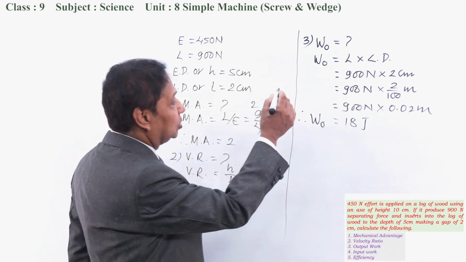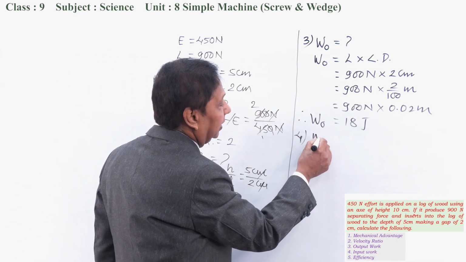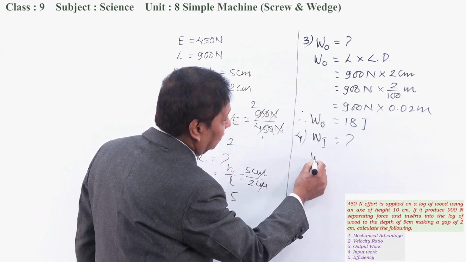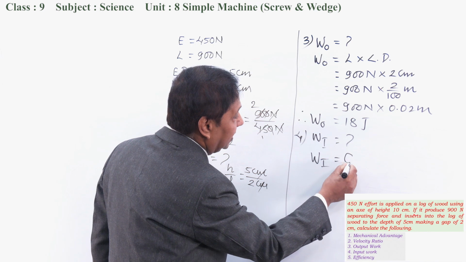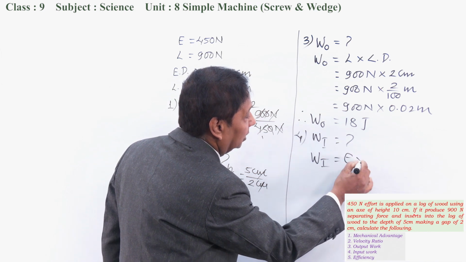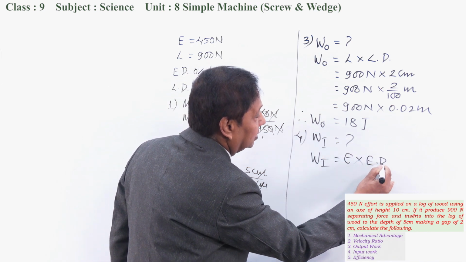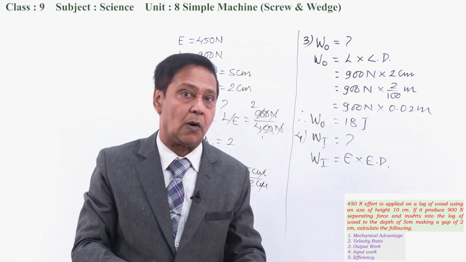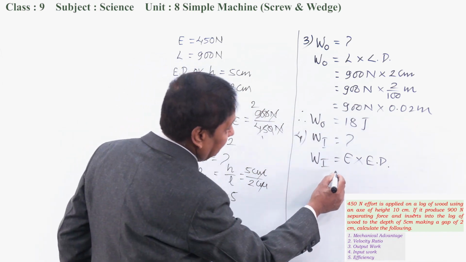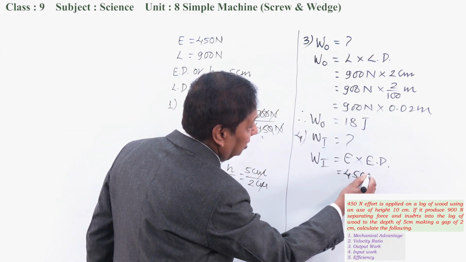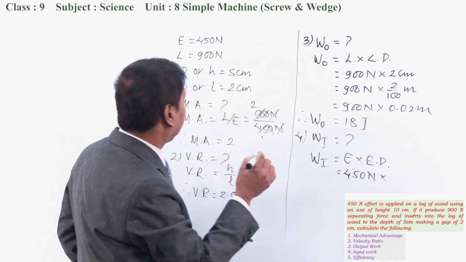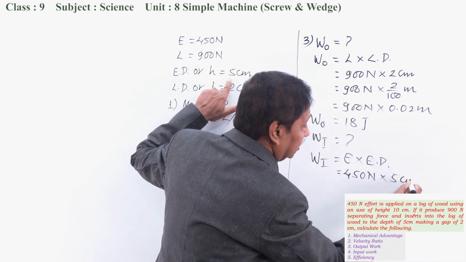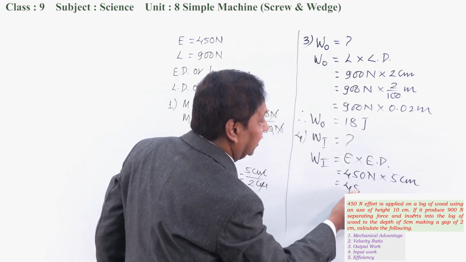Now we have to go through work input also. Work input, Wi, can represent work input. Work input is equal to what? Effort times effort distance. We know the product of effort and effort distance is work input. Work done on the machine is called work input. And effort is given 450 Newton, and effort distance is given as 5 centimeter.